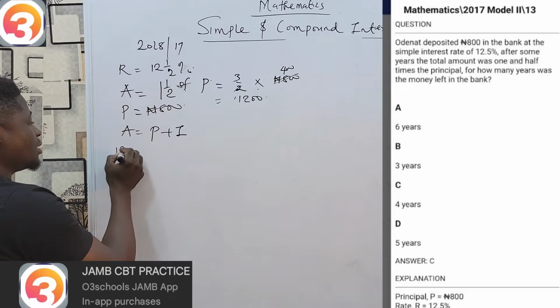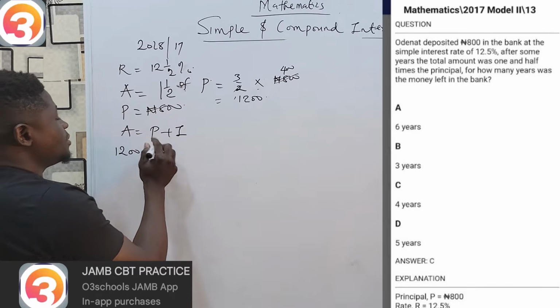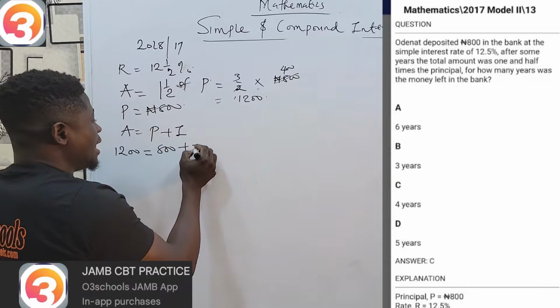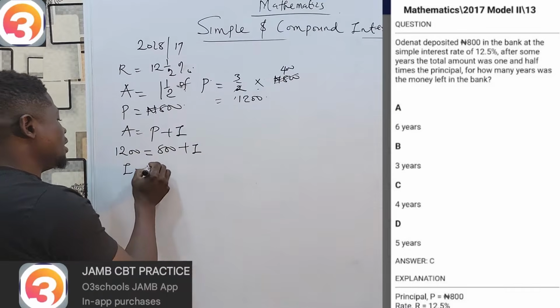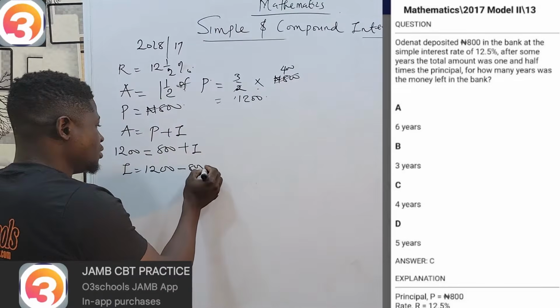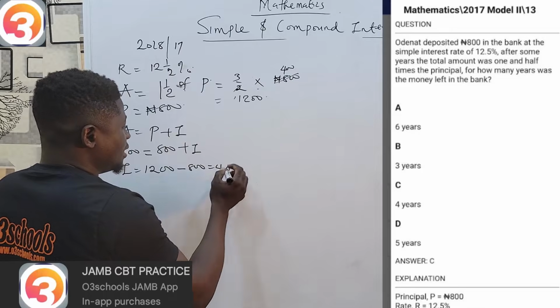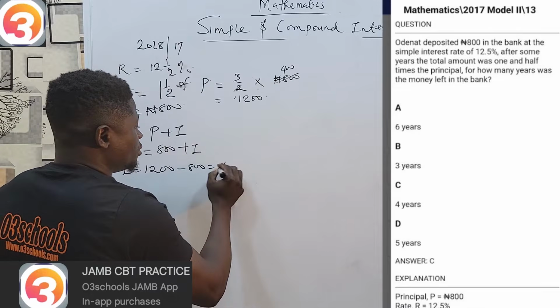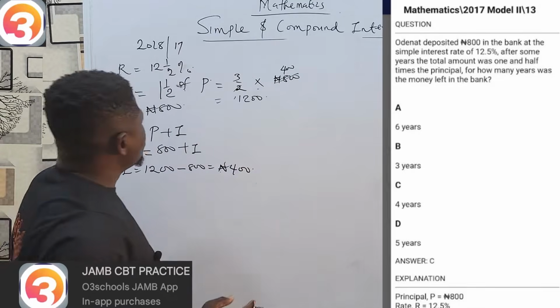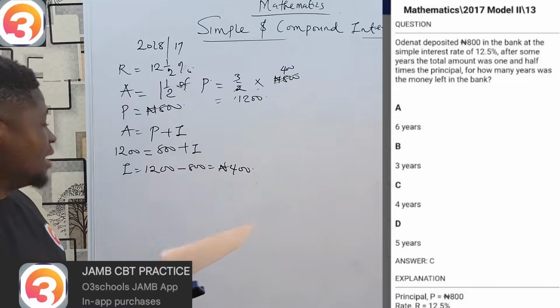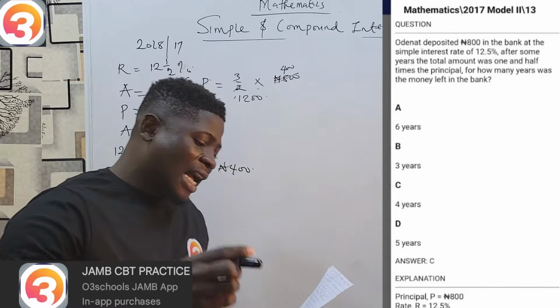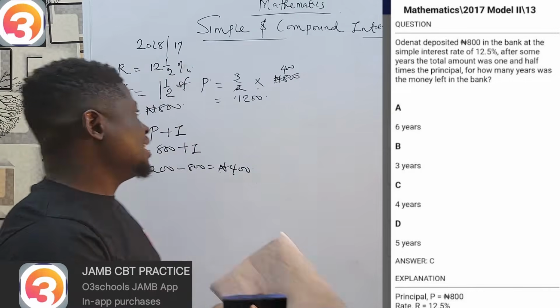We know the amount to be 1,200 naira. Then it's equal to what? Principal, 800 naira, plus I. So I is 1,200 minus 800, which is 400 naira. So we know the interest. We're told to calculate how many years the money was left in the bank.